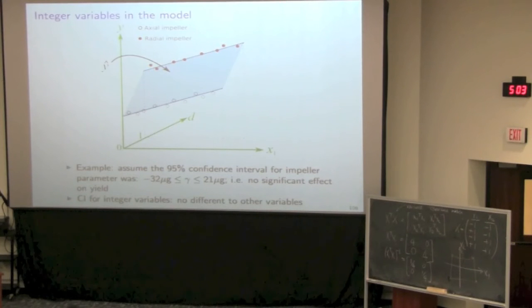What part don't you understand? Okay, you can't have non-integer values on this axis, because 0 is one type, and 1 is the other one. So 1 is axial, the other is radial. There's only 0 or 1. We choose to code with the 0 or 1, yeah.